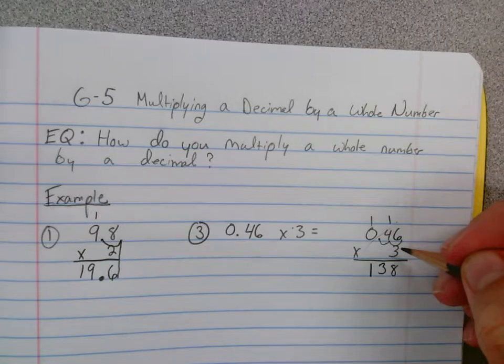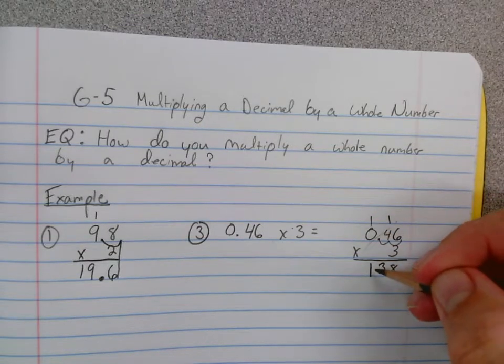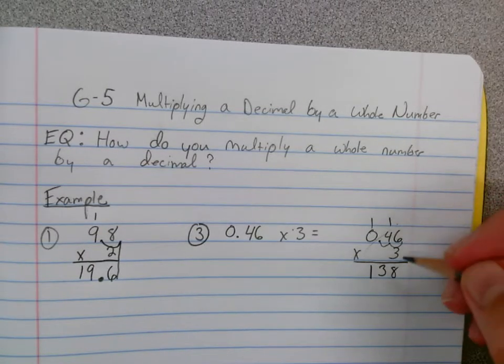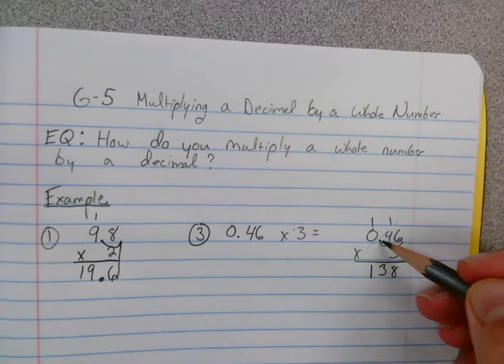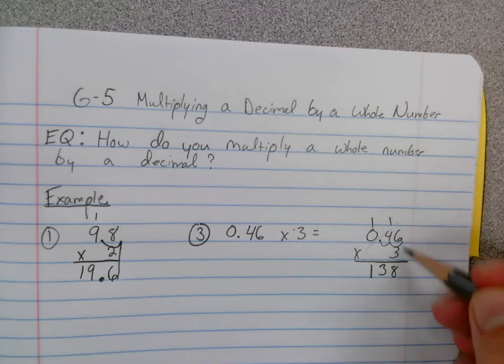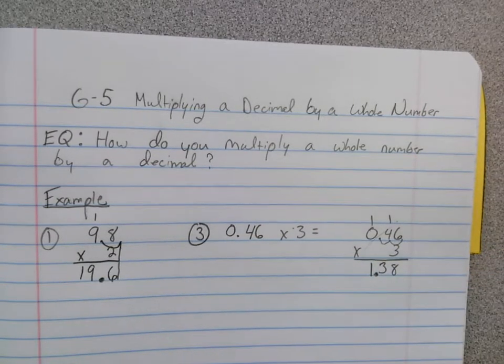But since you carried the 1, I would multiply. 3 times 0 is 0, plus 1 is 1, just to follow the pattern. Okay. So then our final thing we need to do is count the places behind the decimal to the right side of the decimal. 1, 2. We come down here and we go 1, 2. And our final answer is 1 and 38 hundredths.